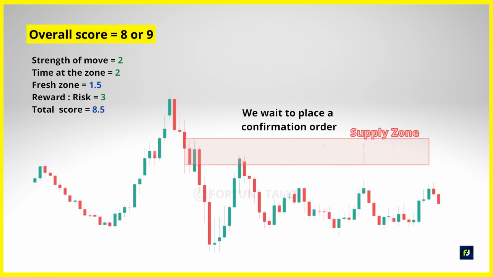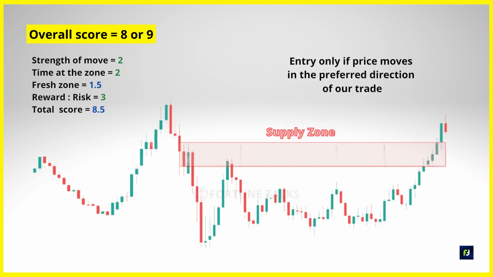Now what if a zone has a score between 8 and 9 points? Now if the score is between 8 and 9 points, we can think about a confirmation order. Actually, a confirmation order is an order placed when the price first dips into the zone of interest and crosses above or below the proximal line of the supply or demand zone. So the idea is to confirm that the price is moving in our preferred direction of trade.